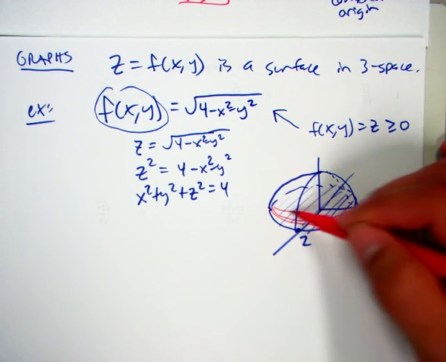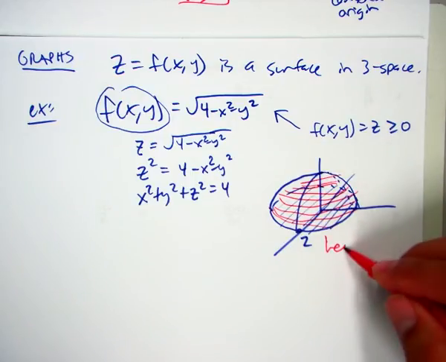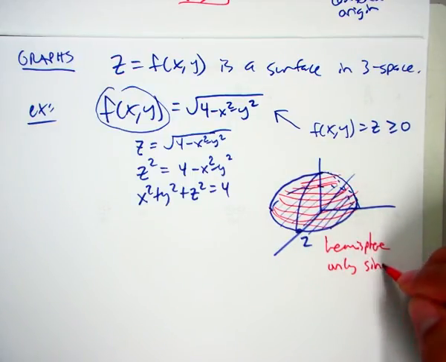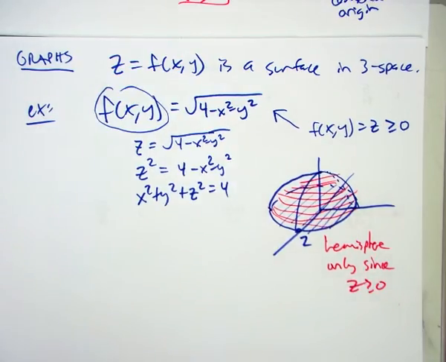Not that you have to do all this, but you get the idea. Hemisphere only, since z was greater or equal to 0. Okay?